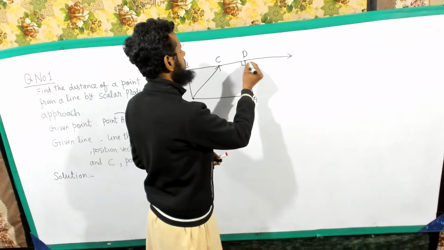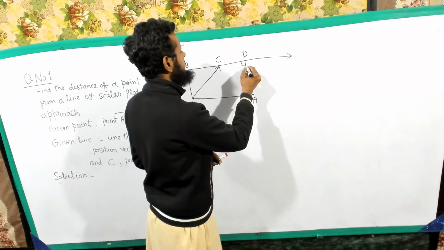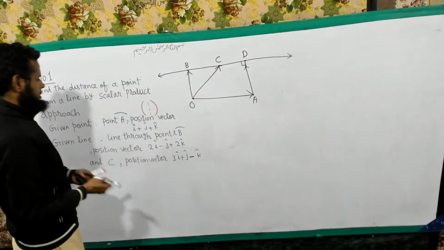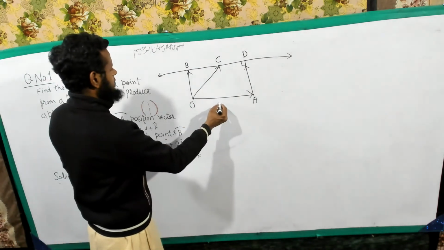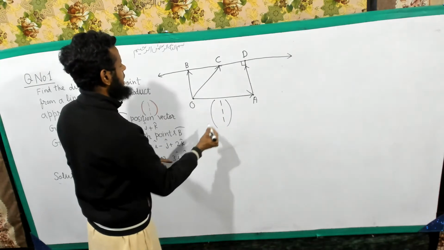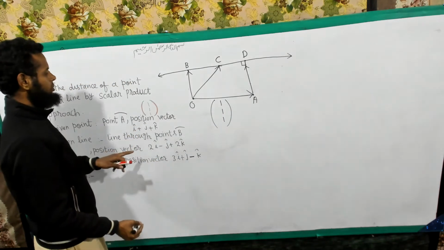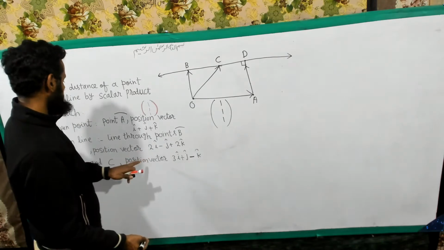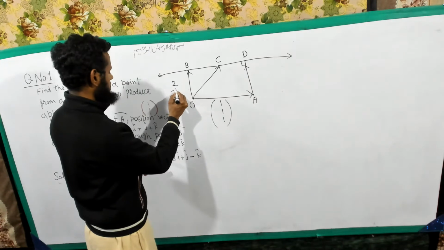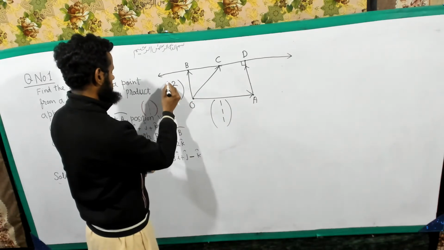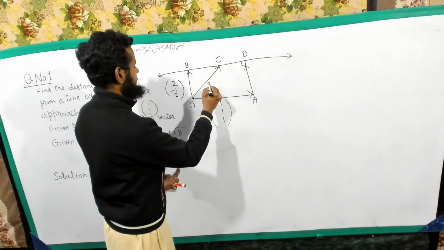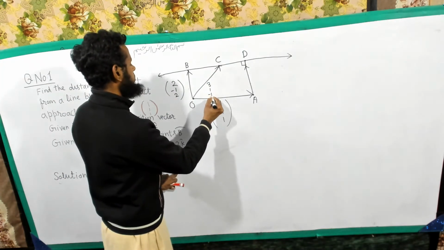We give it the name D, so AD. What is OA? It means the position vector 1, 1, 1. The position vector of B is 2, minus 1 and 2. The position vector of C is 3, 1, minus 1.